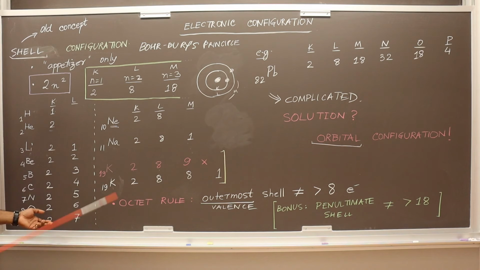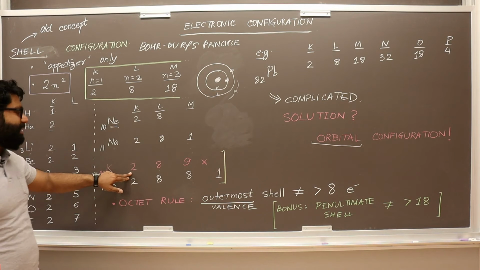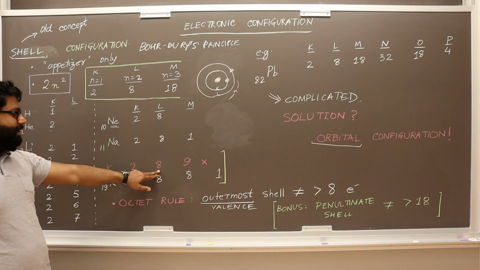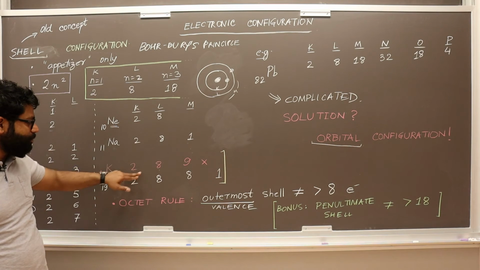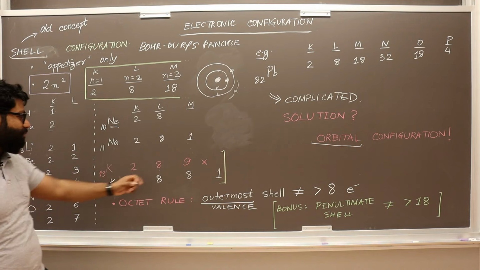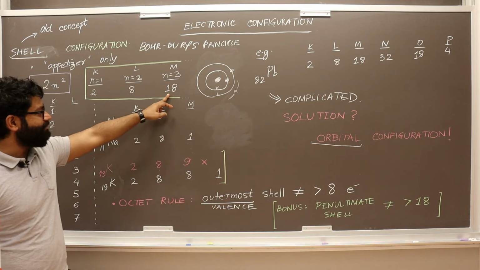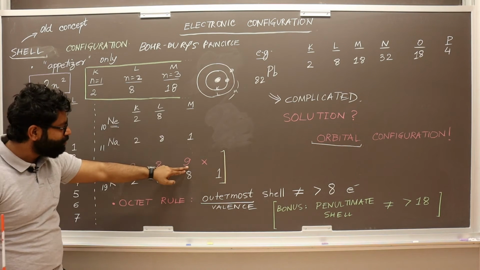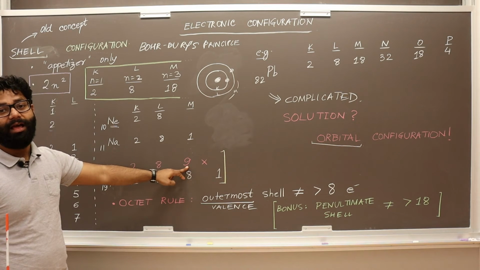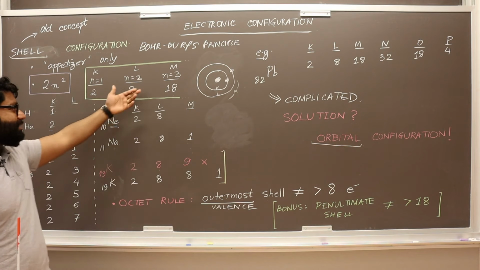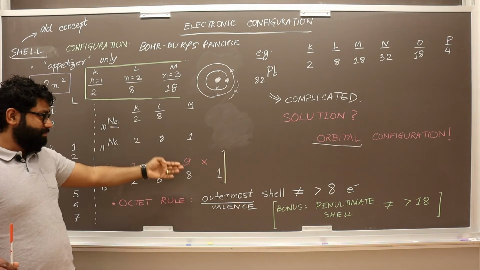Now let's take an example of the potassium atom, which has 19 electrons, okay? Now, 2 goes in here, 8 goes in here, and 9 goes in here, right? 2 plus 8 gives 10, 9 remain, and the M shell can have a maximum of 18 electrons, so we put in 9. This is wrong.